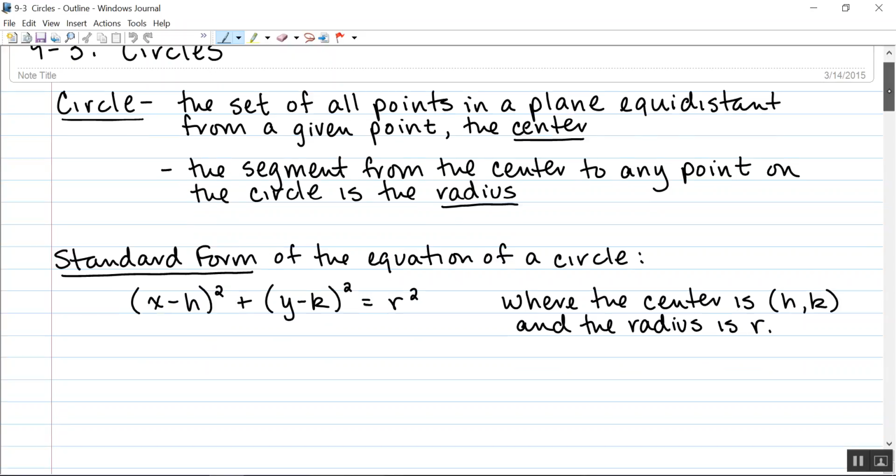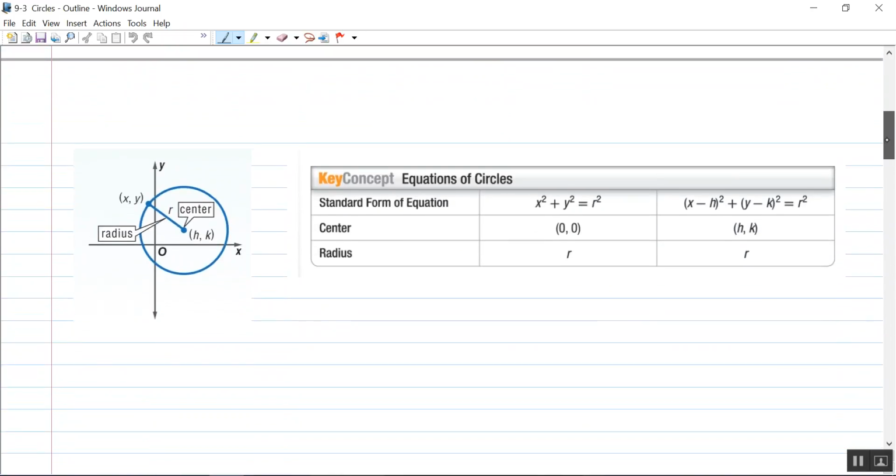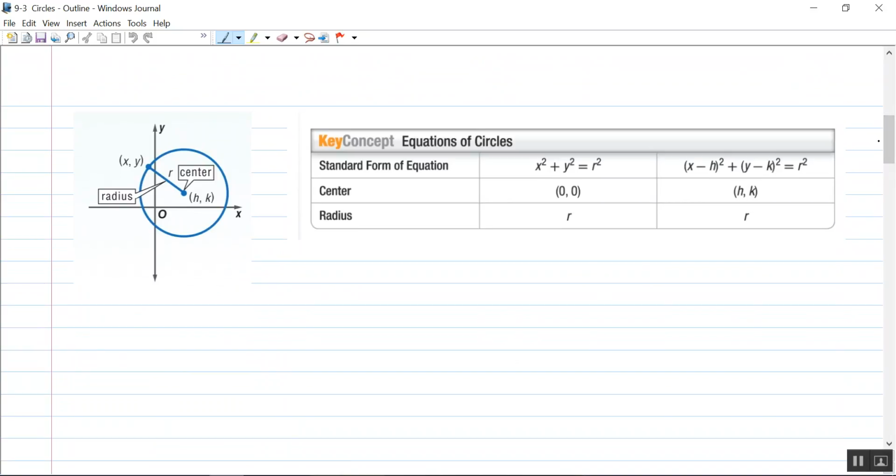I think we did it back in chapter 10. Okay, here's a couple little images from your textbook. So here's a picture of a circle. You should be familiar with what that is. There's the center. The radius is this segment that goes from (h, k), and (x, y) is actually any point on the circle. Standard form, if your center is at 0, it's just x squared plus y squared equals r squared. But if your center is (h, k) and the radius is r, it's the quantity x minus h squared plus the quantity y minus k squared equals r squared.